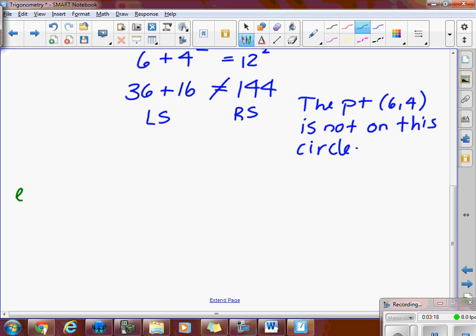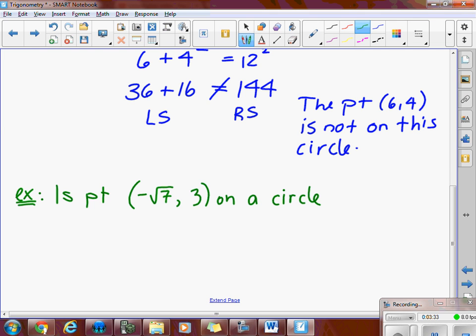And here it is. Example. Is the point negative root 7, 3 on a circle at the origin with a radius equal to 4 units? So is that point on this circle?